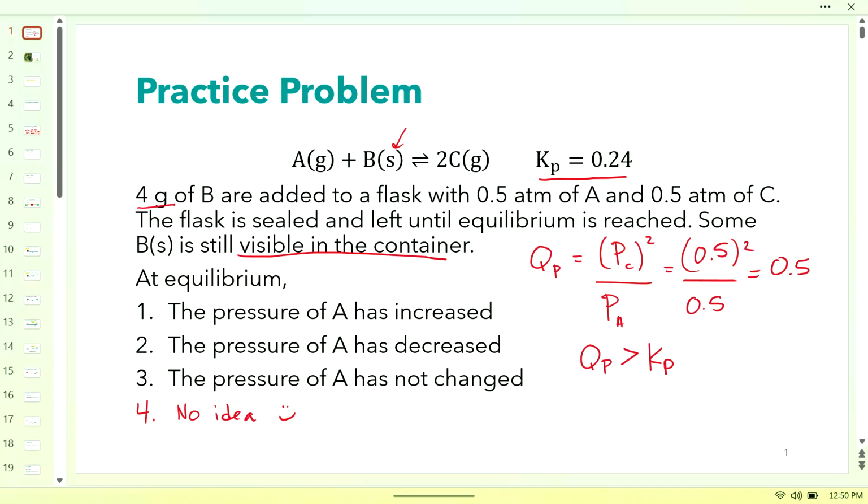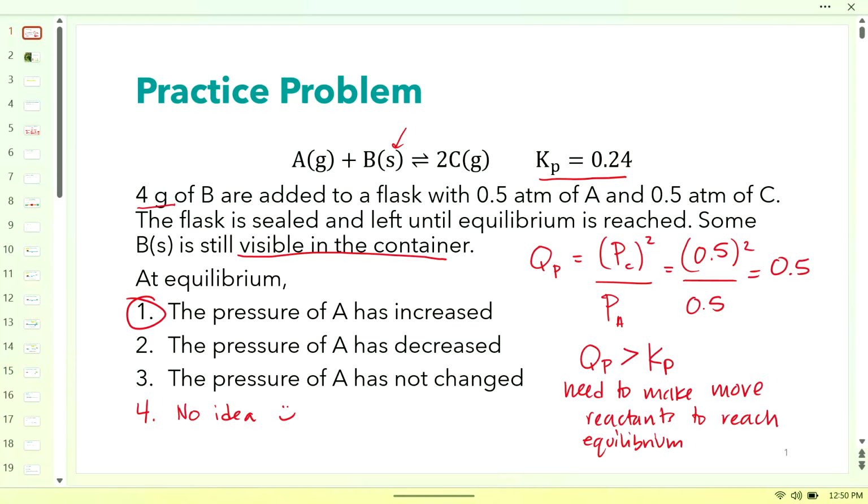At the end of the day, I need to make more reactants to reach equilibrium. So translating that into these options, I'm going to see the pressure of A increase as this system approaches equilibrium.